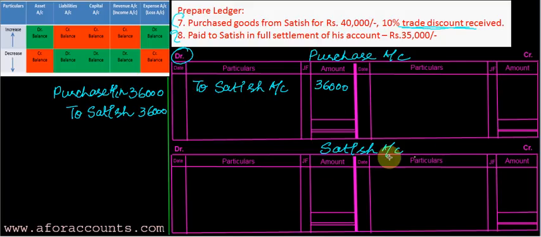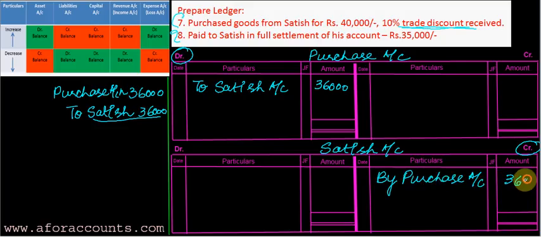See Satish account. In Satish account you can see it is credited, so I will use the credit side. I will write by. In purchase account Satish account is debited, so in Satish account credit the purchase account by 36,000.